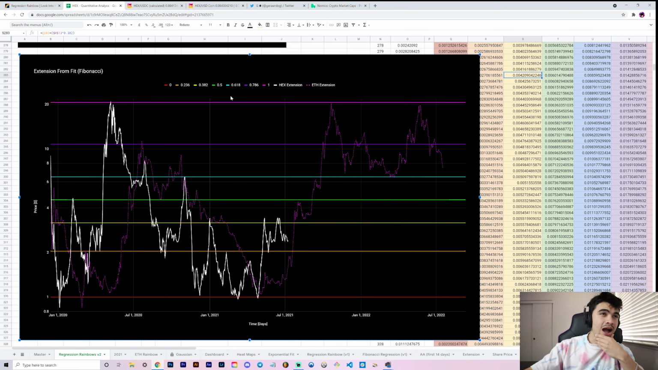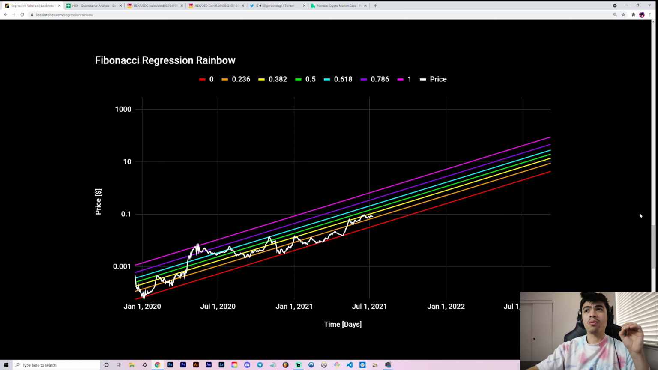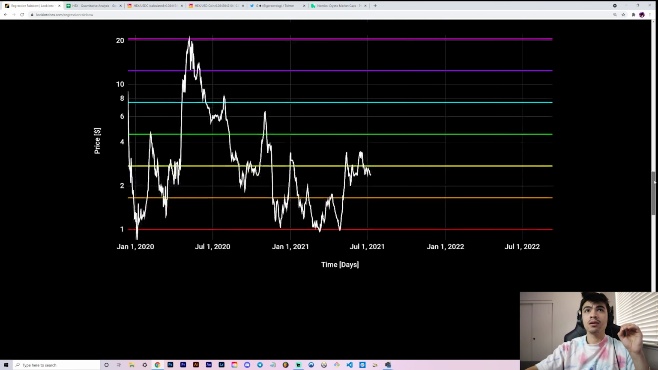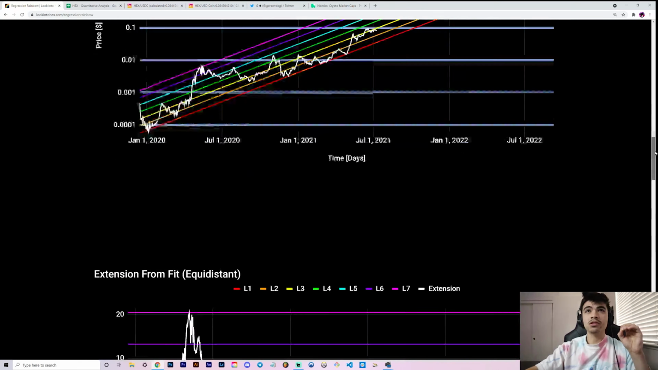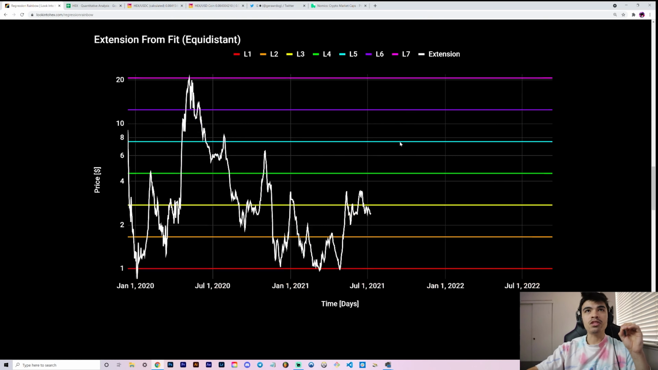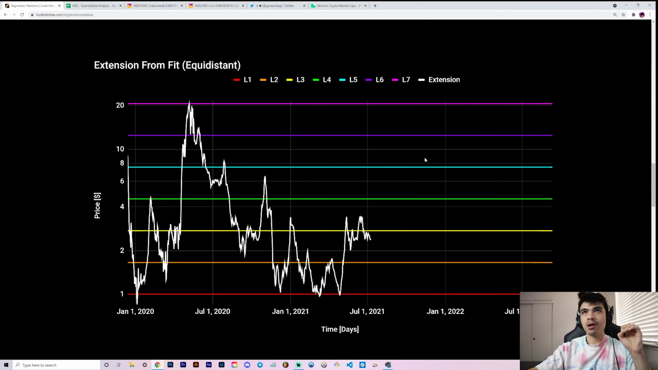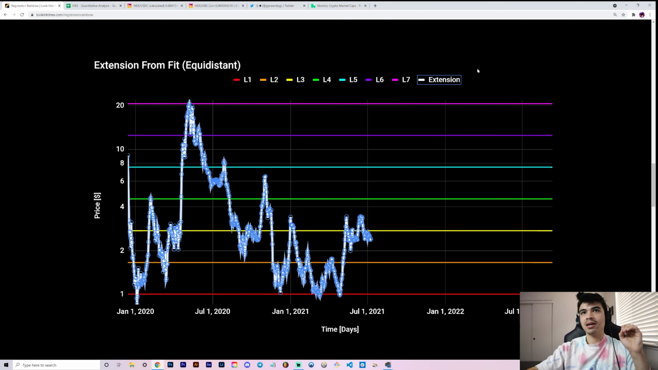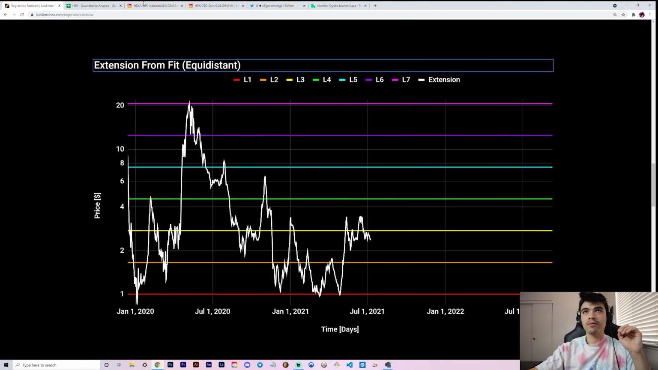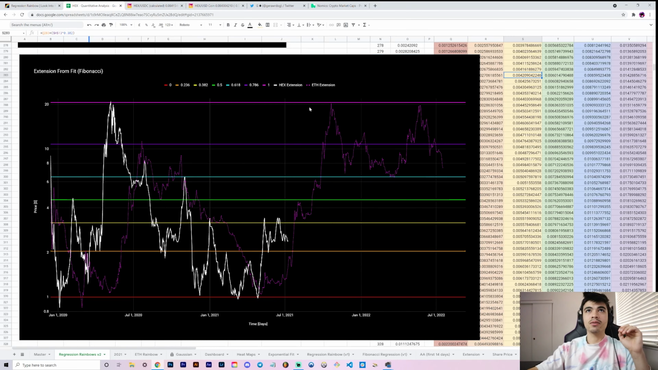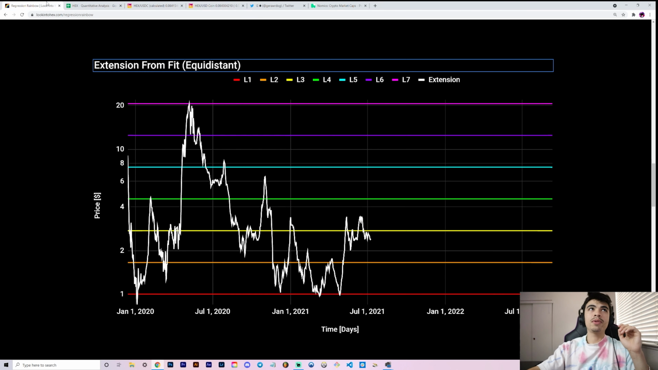So I've been wondering if I should include this chart on the website. If so, it'd probably honestly just be on these. I would just update these extension from fit models, and here where it says extension, I would just relabel this HEX extension and then include another one for ETH extension, just like we did over here, right? So I can do that if you guys want, if I get enough comments.